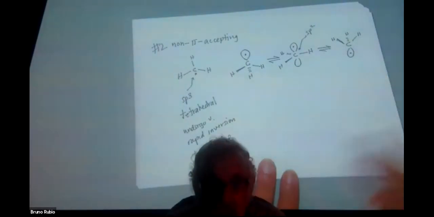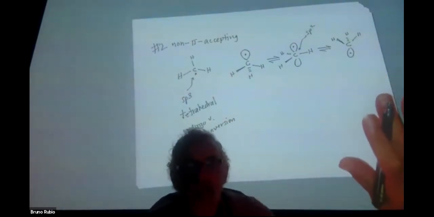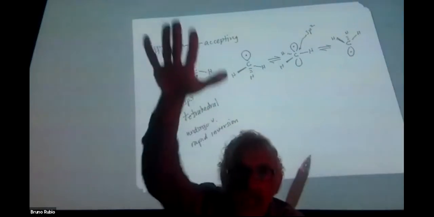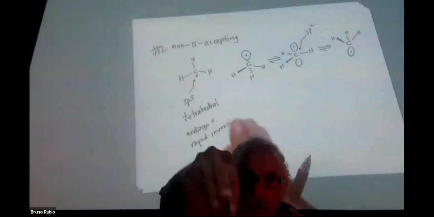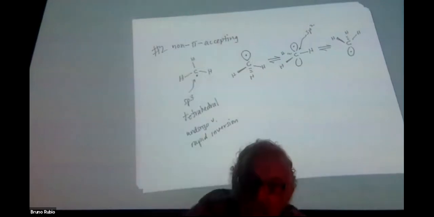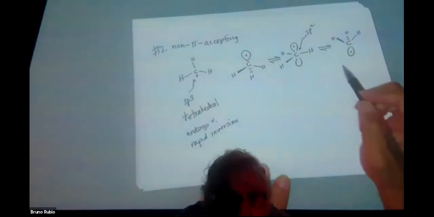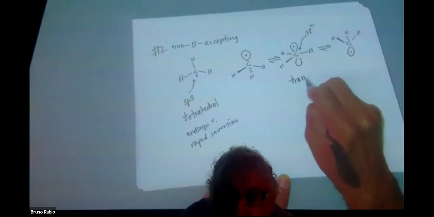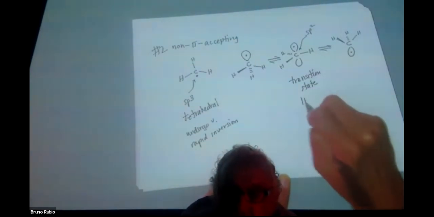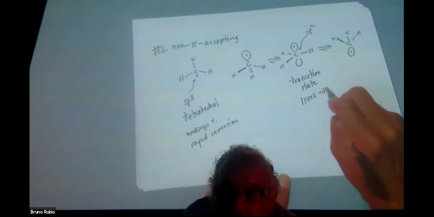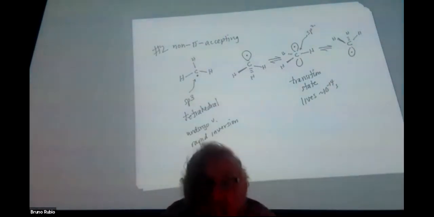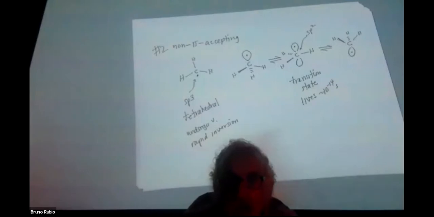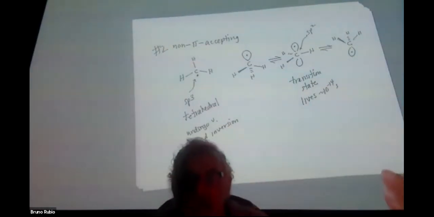So the non-pi accepting radicals undergo this inversion. It's kind of like an umbrella that's being blown by the wind and then being restored and then being blown up. And this is happening very, very rapidly. This guy is a transition state. It lives for about 10 to the minus 14 seconds. And then it either goes to the left or goes to the right.